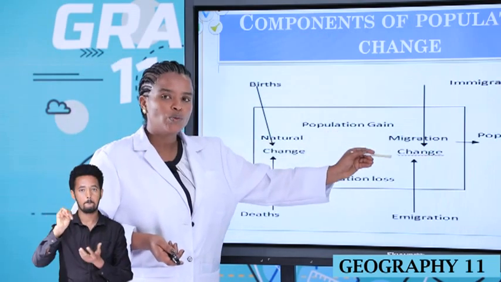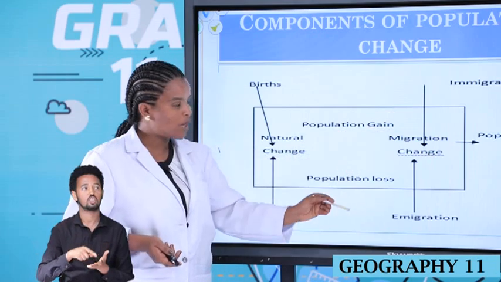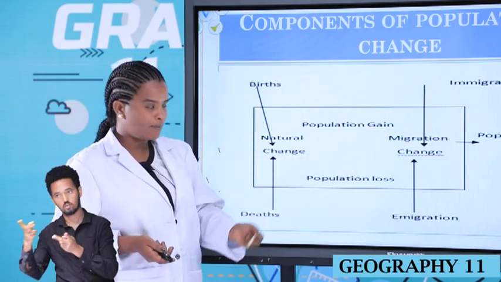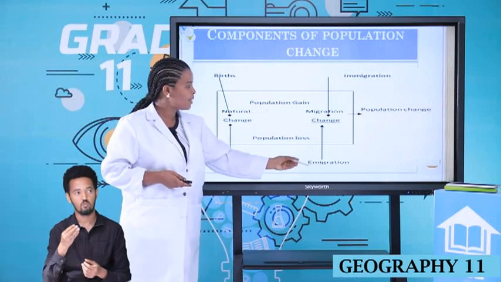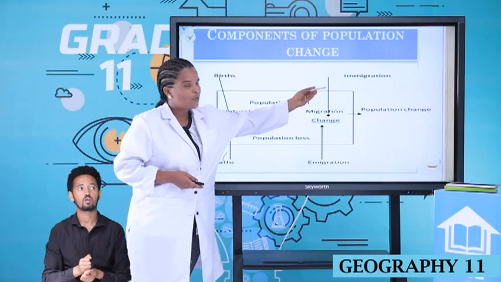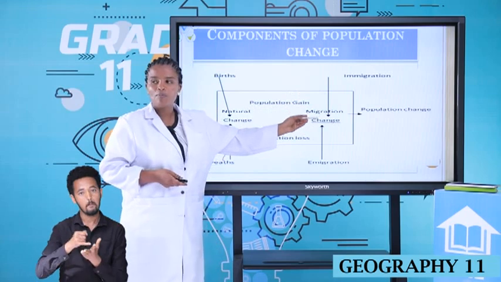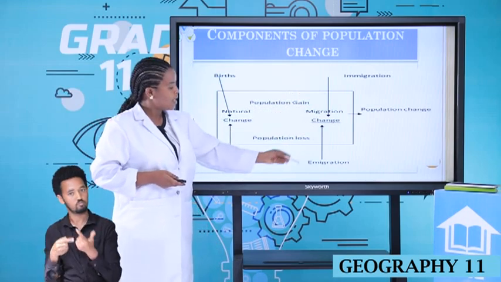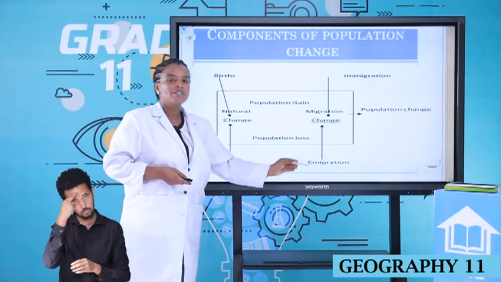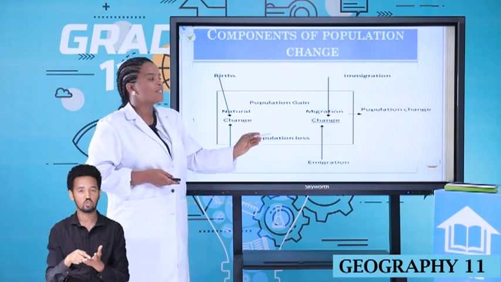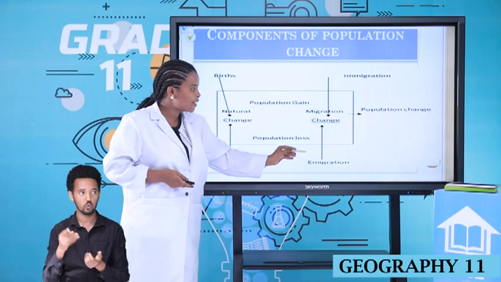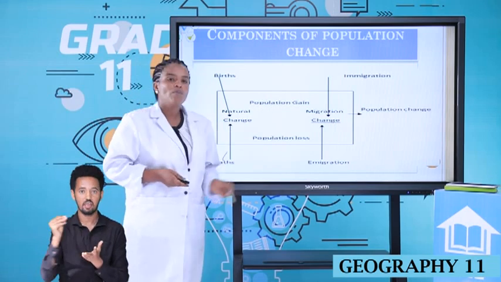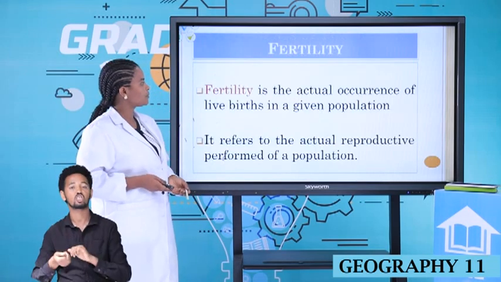Migration is the movement of people from one place to another, as in the previous lesson. There are two types of migration, immigration and emigration. Because of immigration, the number of population increases. Because of emigration, it loses or decreases the number of population. So because of immigration and emigration, there is a population change.